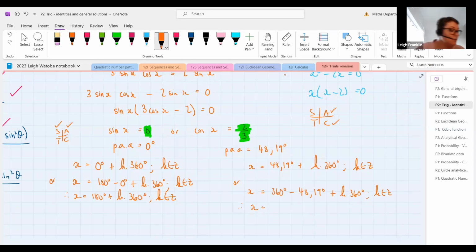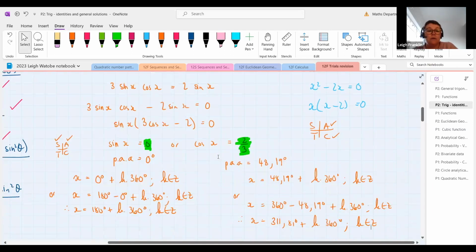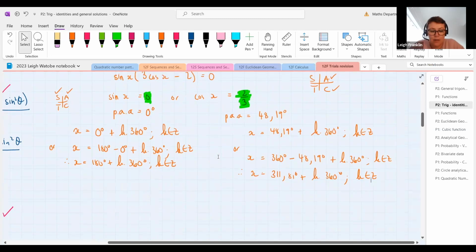So my final solution is 311,81 plus k times 360, k is an element of the integers. All right, and there we go. We are finished with this question. They asked us to find a general solution, and so we did. All right, are there any questions about what I have done here?